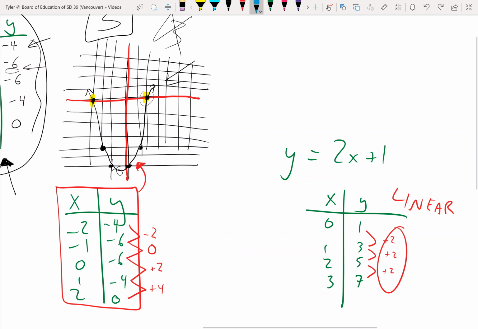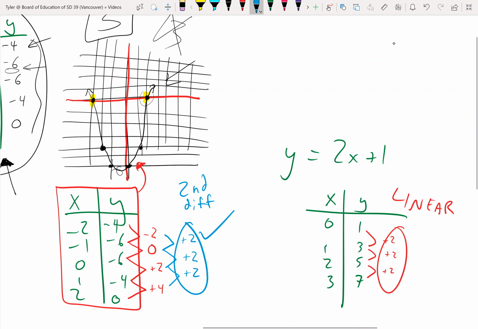But now we're going to do what's called second differences. Okay? We're going to do the differences of the differences. So when I look at this, -2 to 0, that was +2. From 0 to +2, that was +2. From +2 to +4, that's +2 as well. If these are all the same, that means it's going to be quadratic.